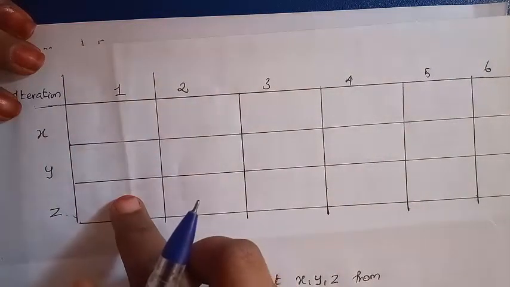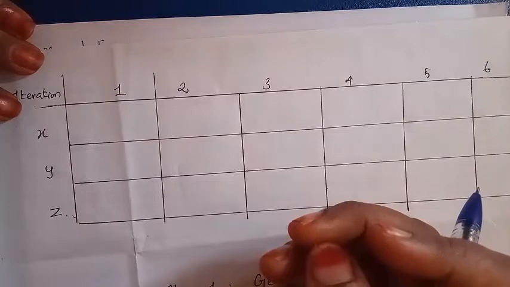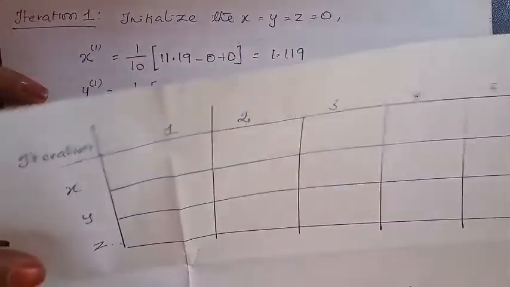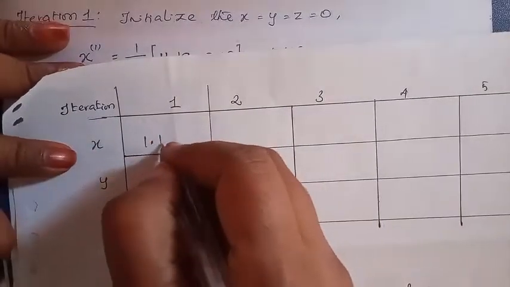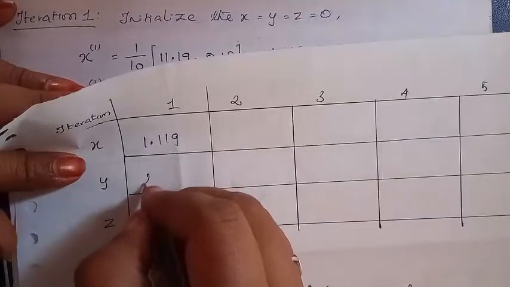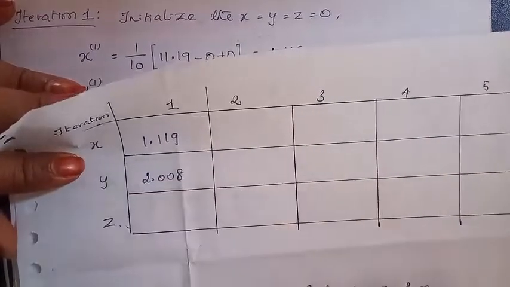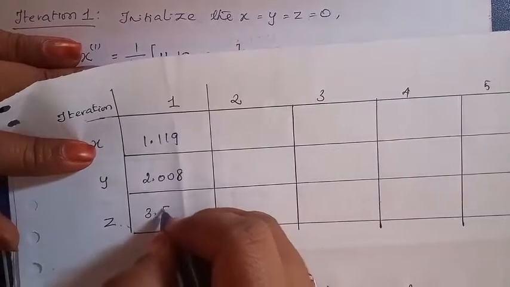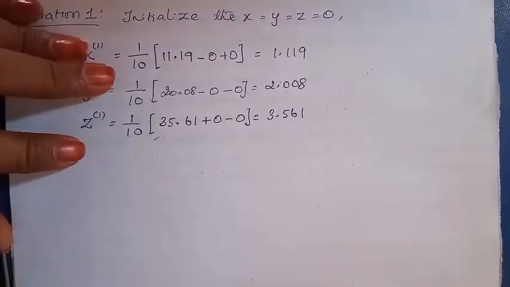You can draw a tabular column like this so that you can enter the values as soon as you get the values in the iteration, which will help you to know the convergence of values. The value that we got in first iteration is 1.119 is the x value and 2.008 is the y value and z value is 3.561.